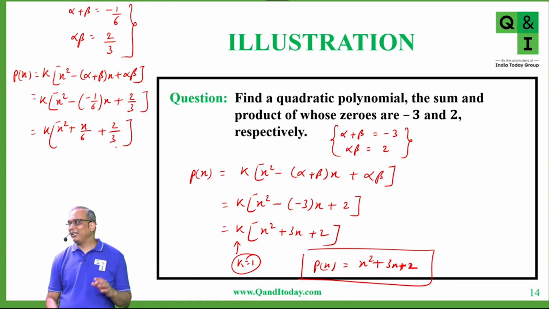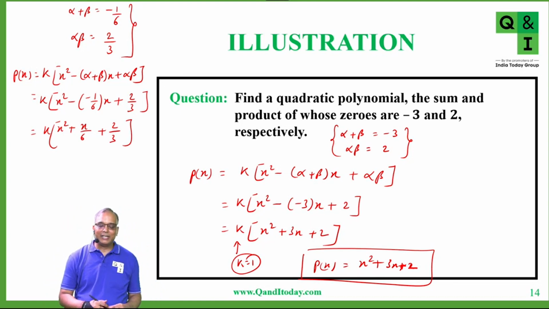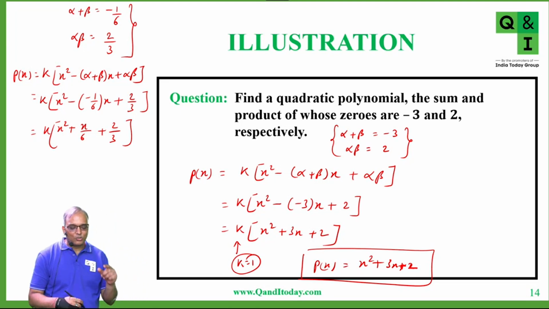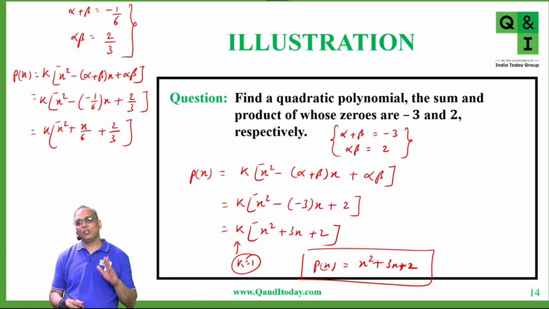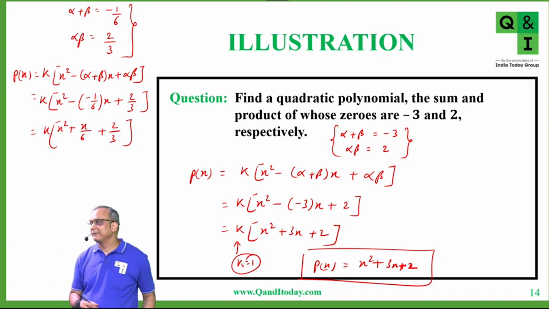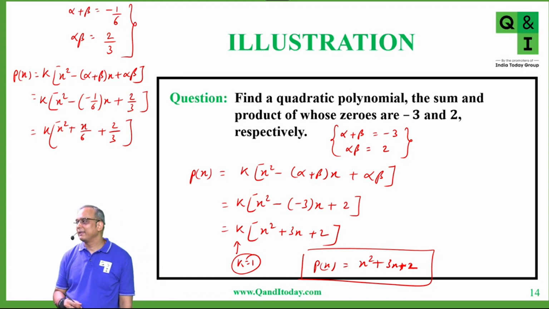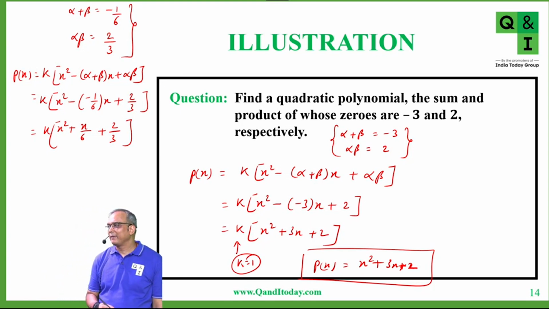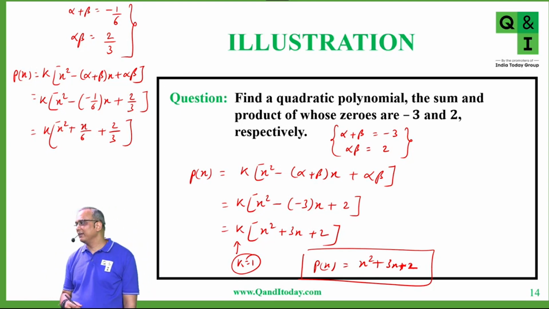Now, can you tell me what we should take the value of k as, so that the coefficient of each of these, x square, x and the constant term, are integers? What should be the value of k so that the coefficient of x square, x and the constant term all are integers? Please let me know. What should you take the value of k?